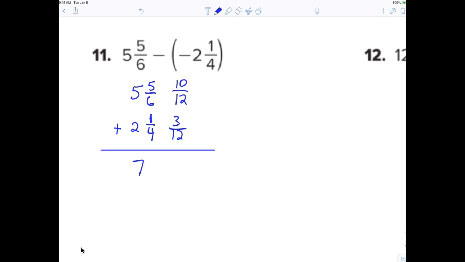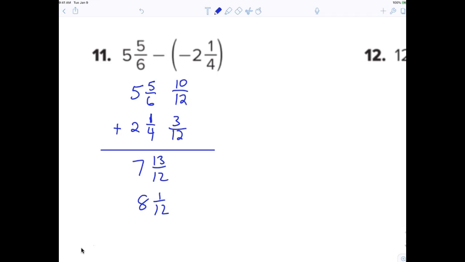7 and 13 twelfths. Okay, so now we have a little bit of a problem, because we're not allowed to leave 13 over 12. That's going to be? 8 and 1 over 12. You are amazing. 8 and 1 over 12.